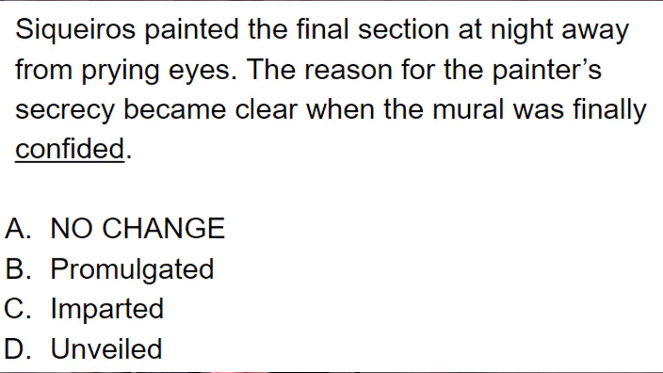Option C, imparted. Well, this one could make sense, but if we think about what imparted means, it means that one person is imparting something to somebody else. Once again, just like option A, a painting can't impart something to somebody else. Option D, unveiled. Well, a painting can be unveiled. It sounds like it would work, therefore D is the correct answer.